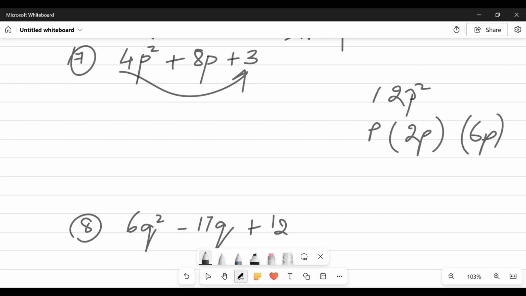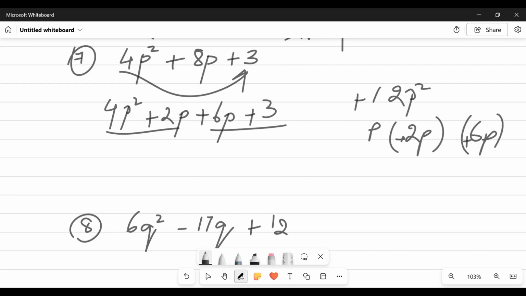1p here, p another there. Plus sign. Here also plus sign. Now, what we need to do, write down 4p square plus 3. Split this plus 8p into plus 2p and plus 6p. Okay, make pairs. What is the highest common factor between 4 and 2? 2 and p common. 2 twos are 4, p squared, p cancel, left with p. 2p cancel, we'll get 1.